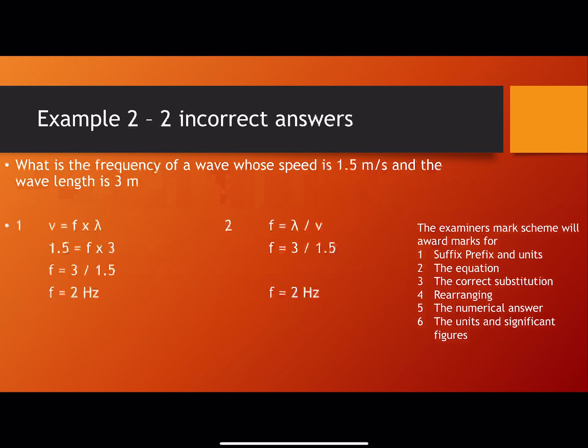Next then, 2 incorrect answers to the same question. So have a look and see if you can work out what the 2 people have done wrong. And then have a think about how many marks these 2 people who've given these 2 answers are going to get.